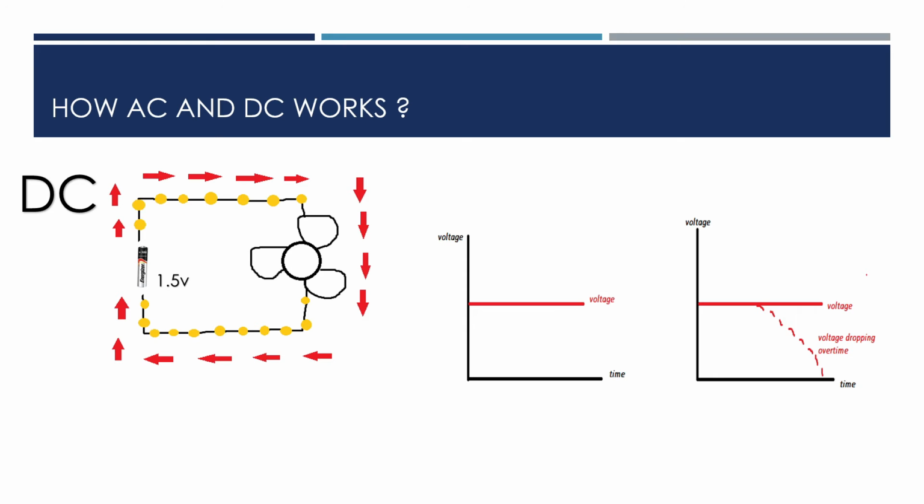Since this is a battery, it will eventually run out, and as time passes, the voltage will slowly drop. So we know that the voltage changes over time, but the polarity stays the same.